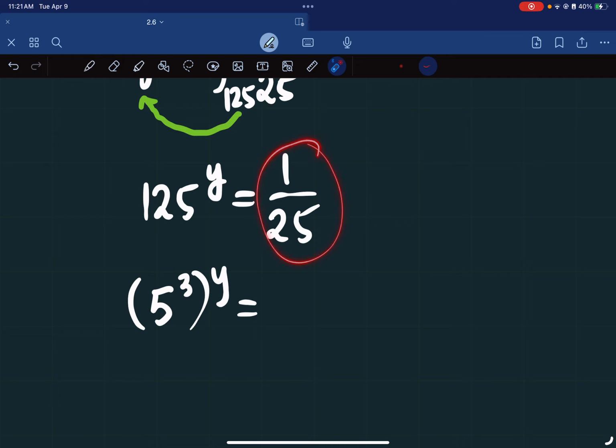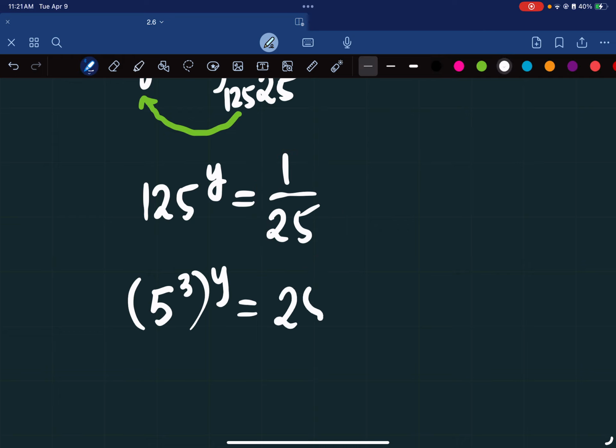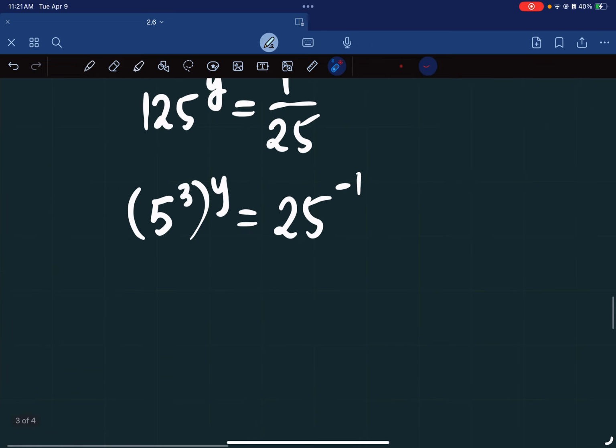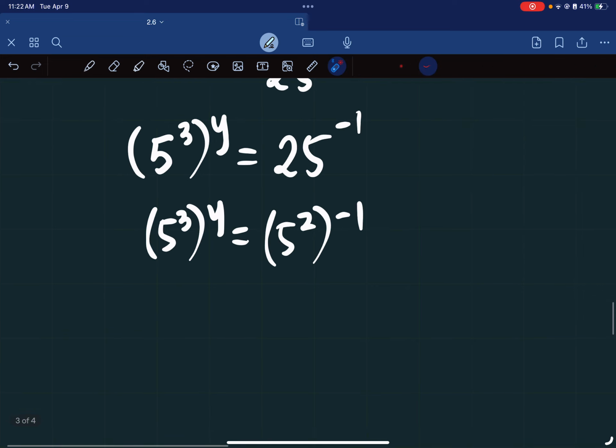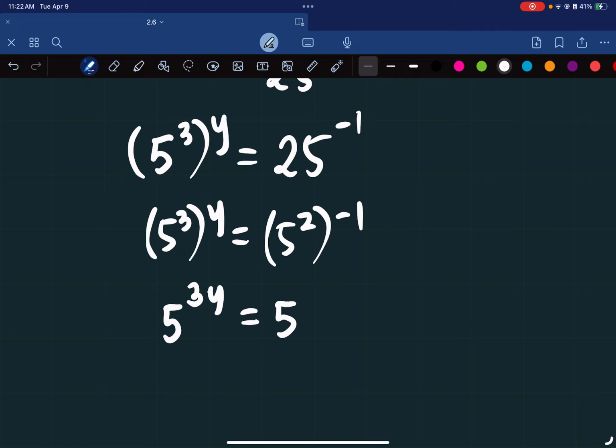And this number right here, 1 over 25, could be written as 25 raised to negative 1. But 25 is just the same as 5 squared. So we can write this as 5 cubed raised to y equals 5 squared raised to negative 1. And finally, by the laws of exponents, we can multiply these numbers right here. So we have 5 raised to 3y equals 5 raised to negative 2.